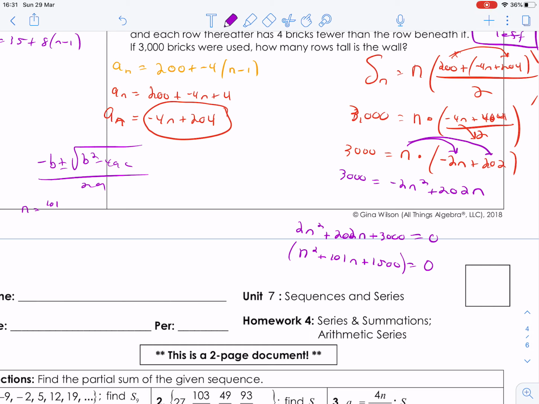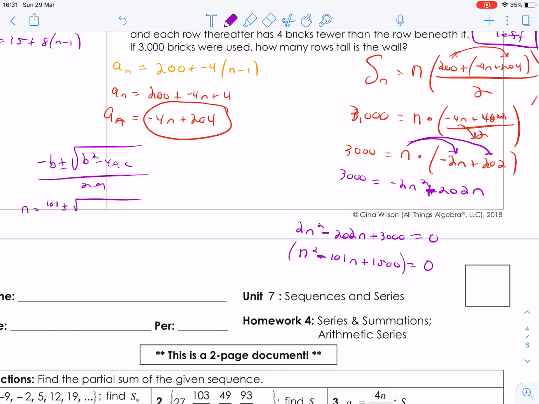Did I make a mistake? Oops, this is going to be negative. Oh, no, positive, which means this is going to be negative. Okay, I was like, that can't be negative. Okay, so there we go. So now, since that is negative, we're going to get a positive 101 when I plug in the quadratic.